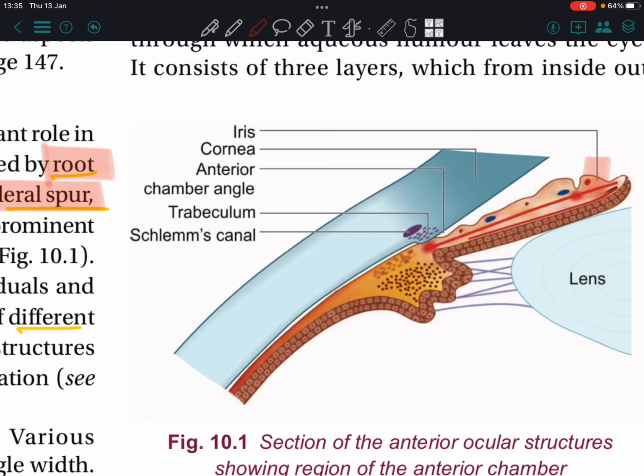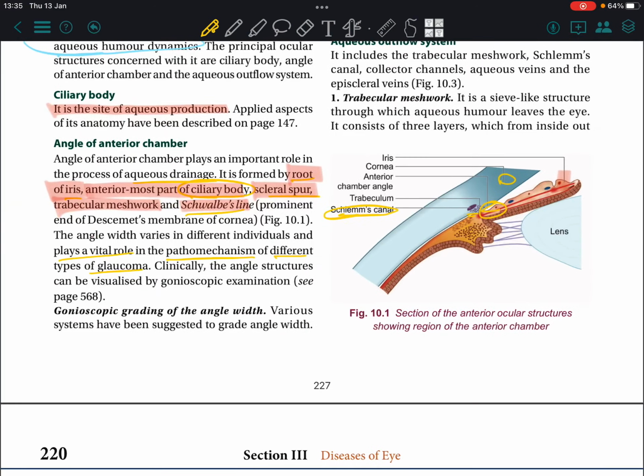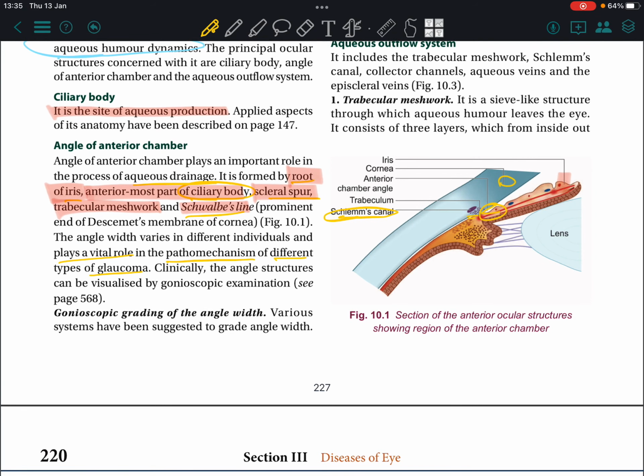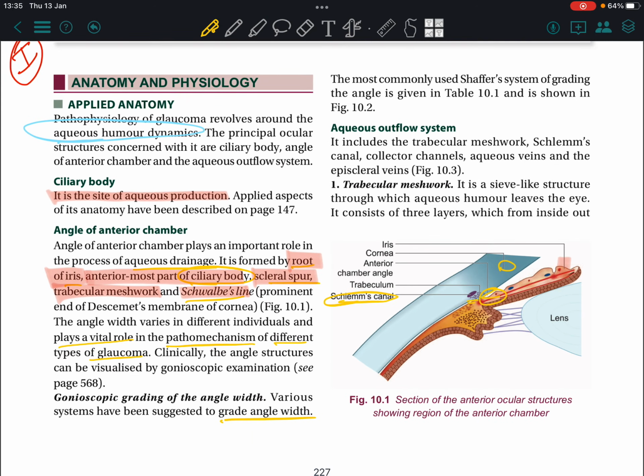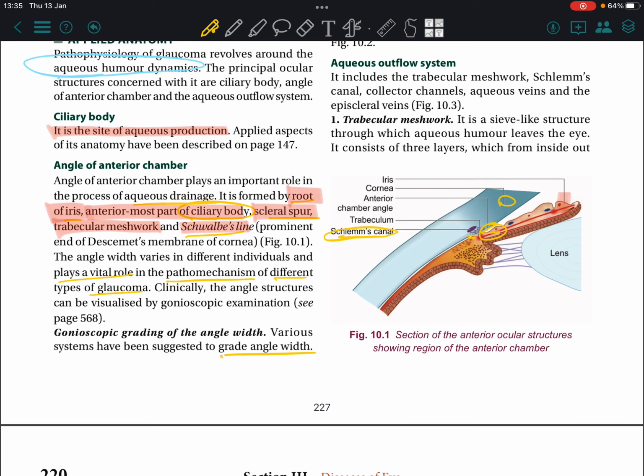This is iris, and this is cornea, and this is the anterior chamber angle. Trabeculum and Schlemm's canal: it is a drainage. Okay. Gonioscopic grading of angle width. Various systems have been suggested to grade angle width, and the most commonly used is Shaffer's system of grading angle, given in table 10.1. Let's see it further later.